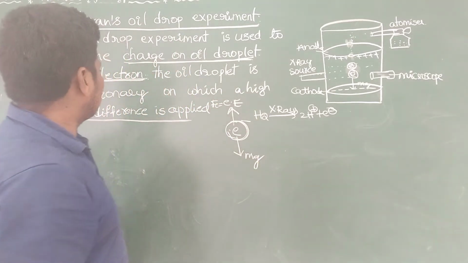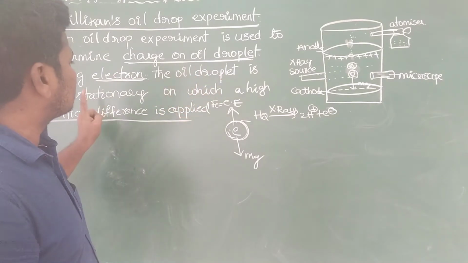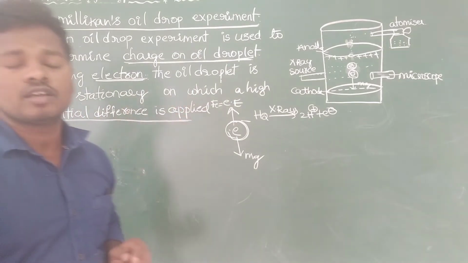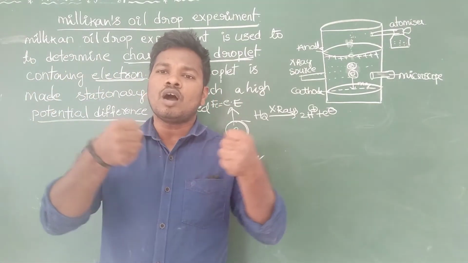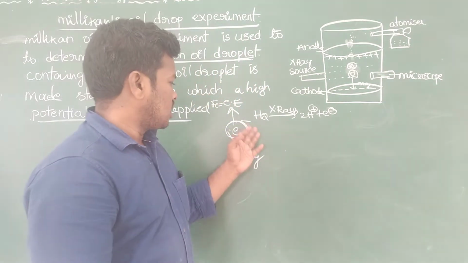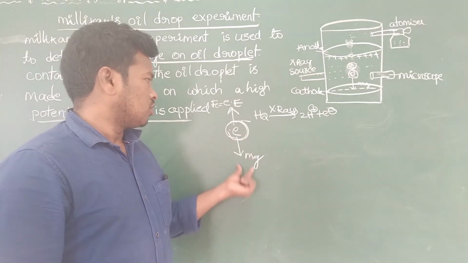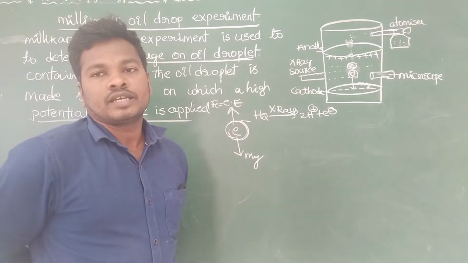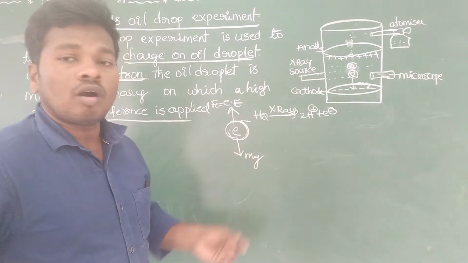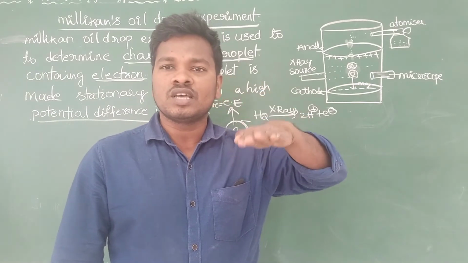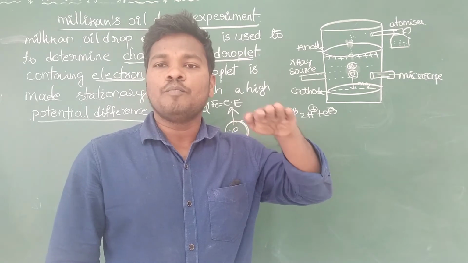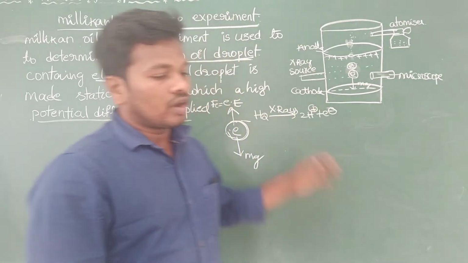Now what they said, the next point is that the oil droplet is made stationary when a high potential difference is applied. So, some equal quantity of force is attracting the oil droplet towards itself. You see, downwards, mg, one force is acting, and upwards one force is acting. So, with the help of the potential difference, he made the oil droplet stationary. Stationary in the sense, it will not go up, it will not come down. So, it will settle at the middle of this segment.